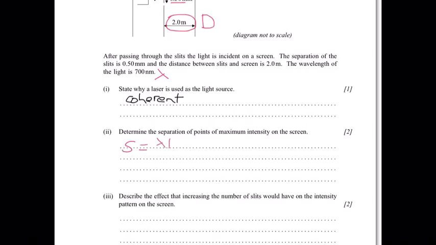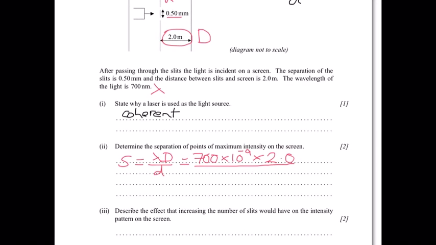s equals lambda D over d, plug in the numbers that we've got, so we've got 700 nanometers times by D, which was the separation, 2 meters. And then little d was the spacing between the two slits, which was 0.5 millimeters, or 5 times 10 to the minus 4 meters. If you plug that into your calculator, it comes out as 2.8 times 10 to the minus 3 meters, or 2.8 millimeters.